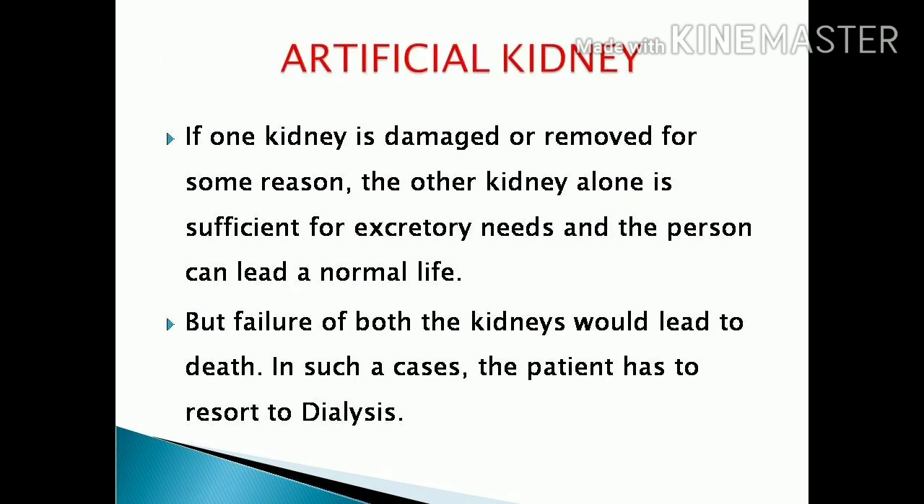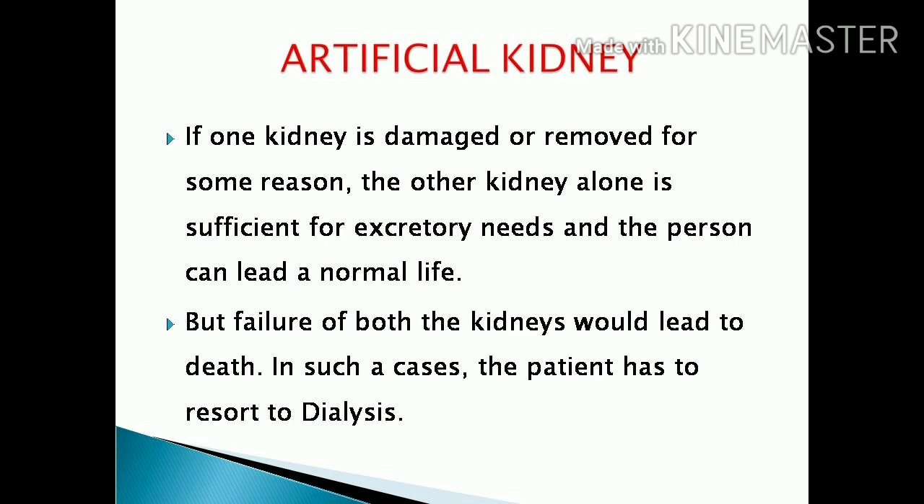Next, artificial kidney. If one kidney is damaged or removed for some reason, the other kidney alone is sufficient for excretory needs and the person can lead a normal life. If one kidney is there, that kidney is sufficient to do the proper functioning of the two kidneys. But failure of both the kidneys would lead to death. In that condition, the patient has to go for the artificial kidney. Artificial kidney is a dialysis machine.